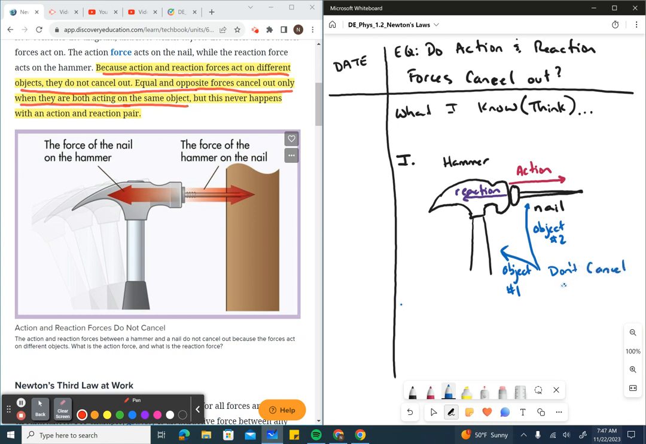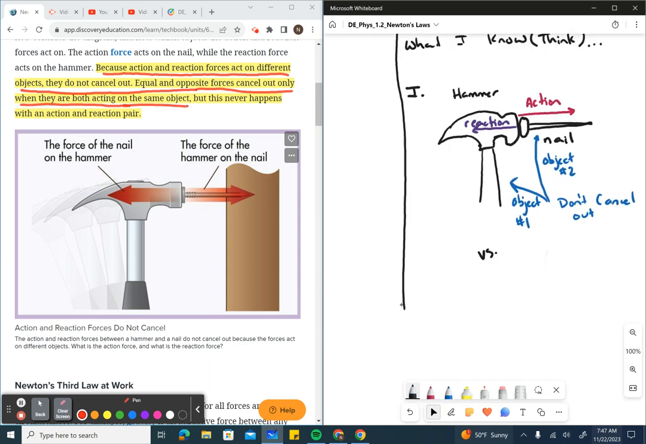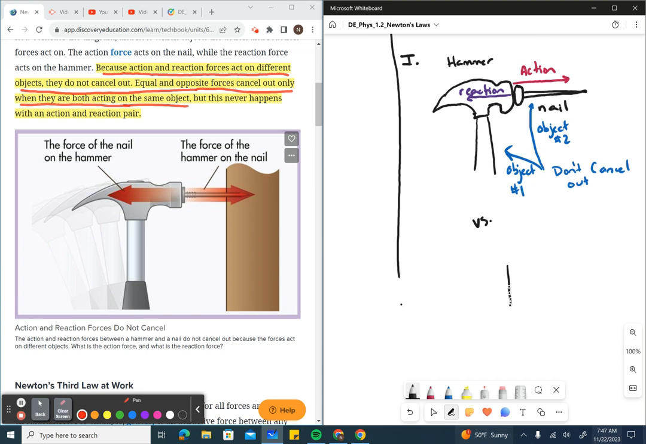Versus, if you remember from our box example, when we had a box and somebody could be pulling on the box with a force of 2 newtons in that direction, and somebody could be pulling on the same box with 2 newtons in the other direction. This would basically be your negative 2 N, and this would be your positive 2 N if we want to use that. In this case, the forces cancel out.